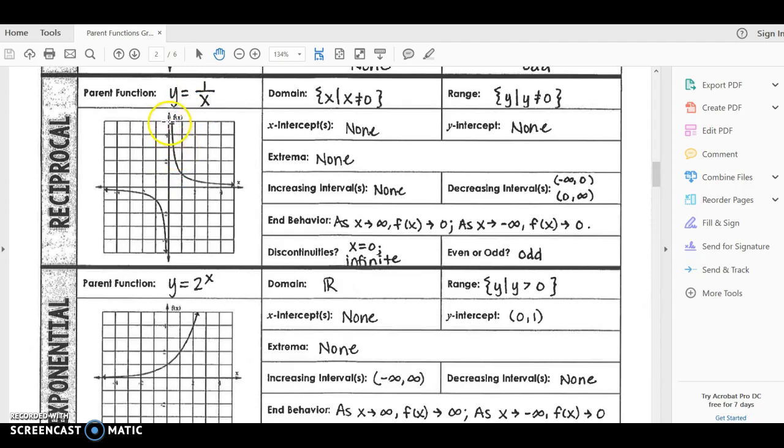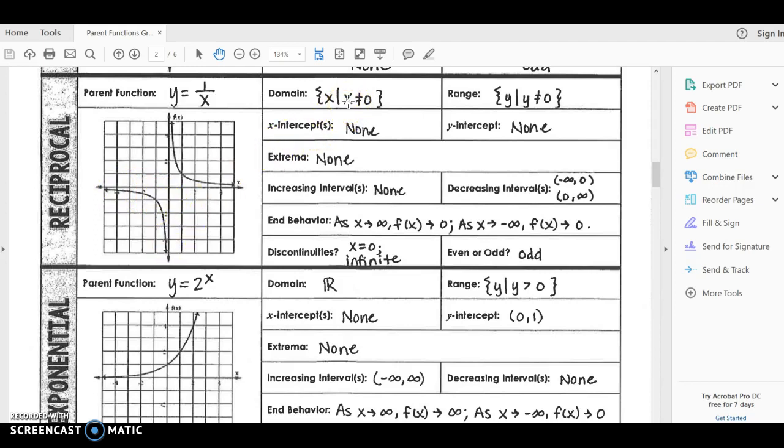All right, so we get these from anything where it has a variable in the denominator. Again, this is your parent function, so this is your most basic function. You can see this is the first one that's not going to travel through the origin. It's actually two different pieces because x is on the bottom and you're not allowed to divide by 0. If you divide by 0, it'd be undefined. So that's why it kind of approaches this line and it doesn't actually touch that line.